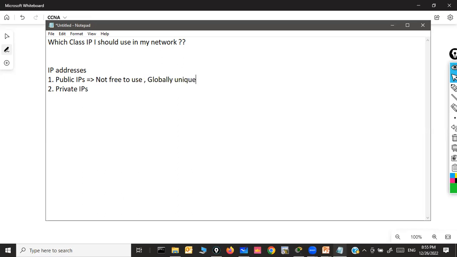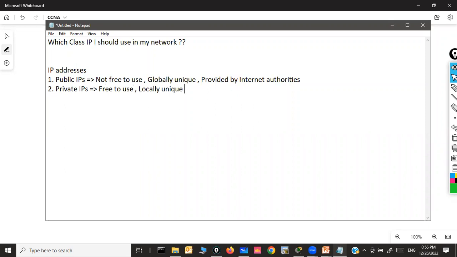We are not free to use, right? Globally unique, must be provided by internet authorities or your service provider. Private IPs, free to use. You don't have to ask anyone, right? They need to be locally unique only.